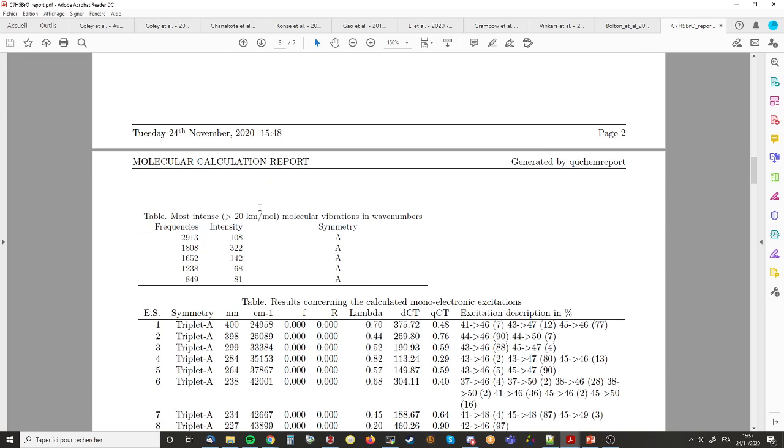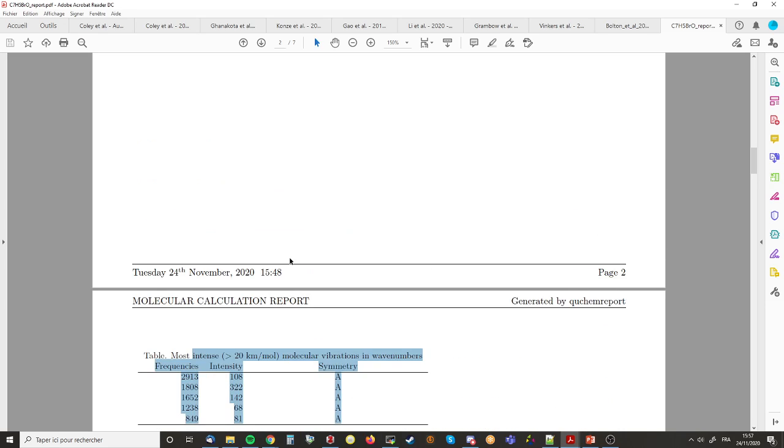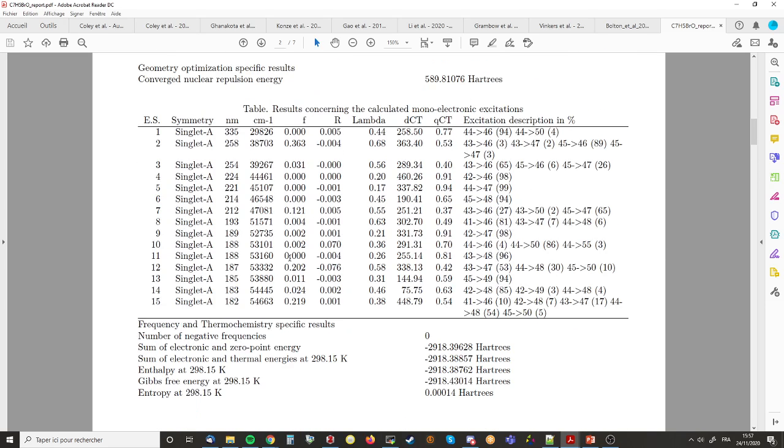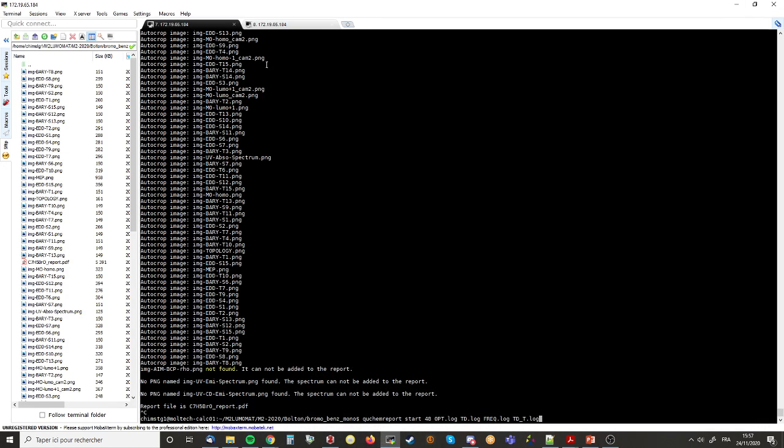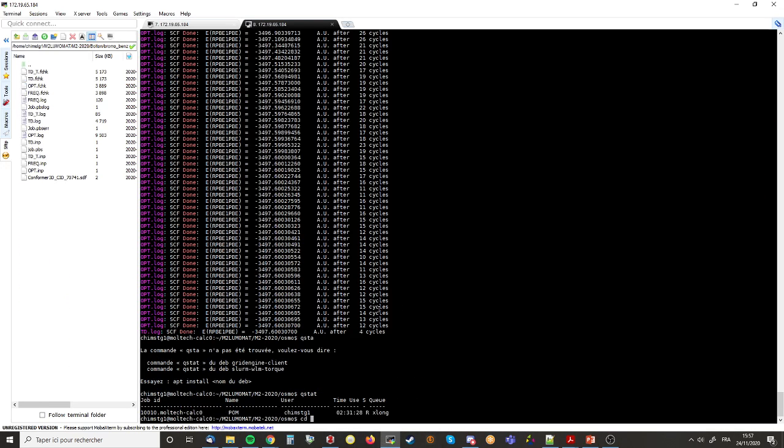And then you have the table of the frequencies, most intense frequencies, if you want to compare with an IR table. Okay. Our main results for many of your problems are the absorption spectra. So we have a table here, and we find this information in the log file directly. I will show you. So you can open the td.log, for example.